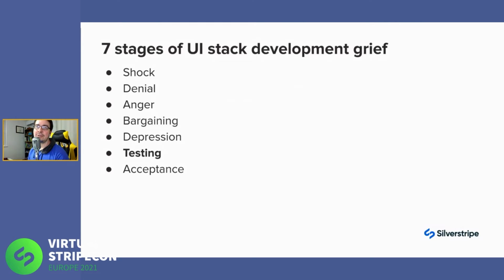And that forced us, essentially, since those times, we've basically been going through the 7 stages of UI stack development grief. So we've been through shock, we've gone through denial, we've felt angry, we're trying to bargain our way out of the problem, we've been depressed, and I think we're finally ready to start testing practical solutions that might get us out of this mess. And who knows, maybe one day we reach acceptance and find a way forward.